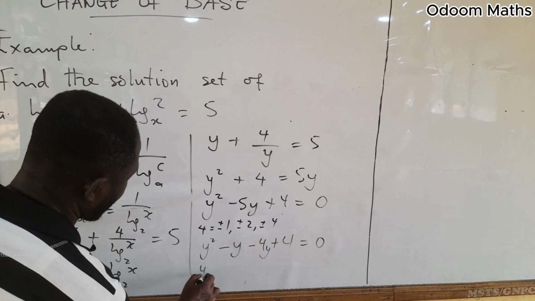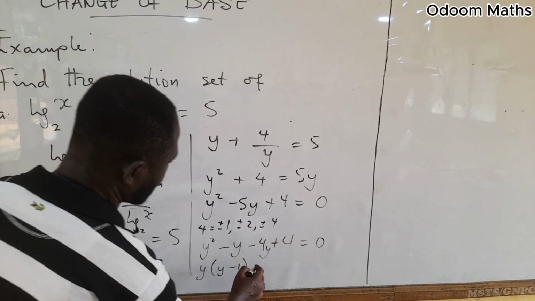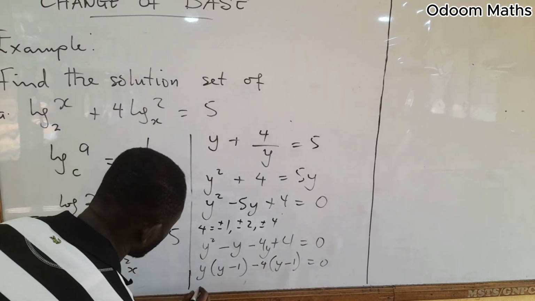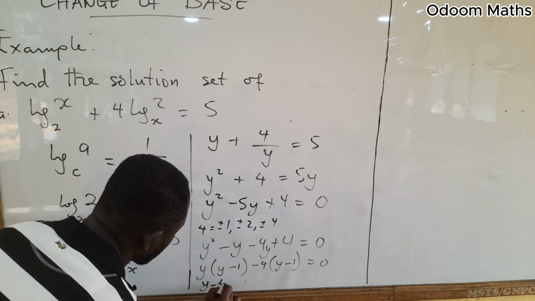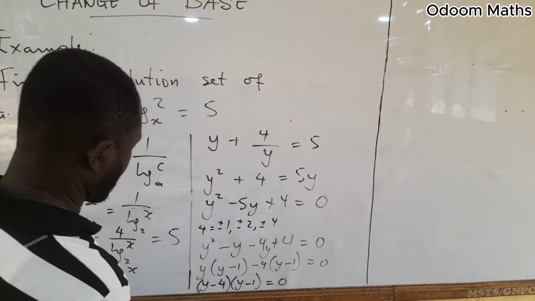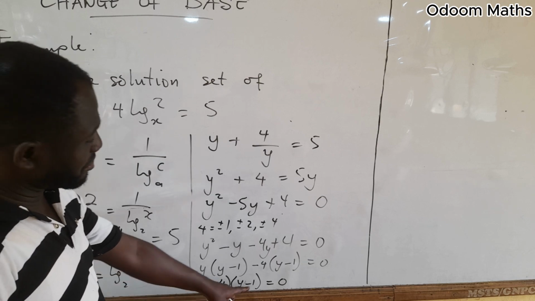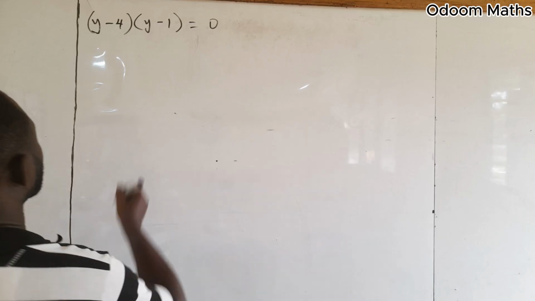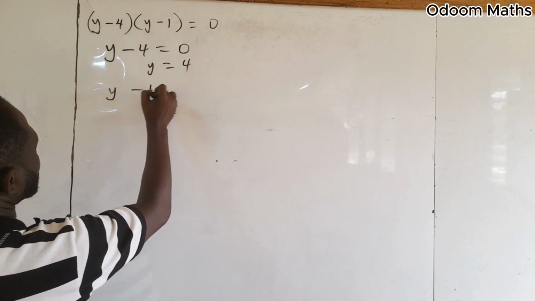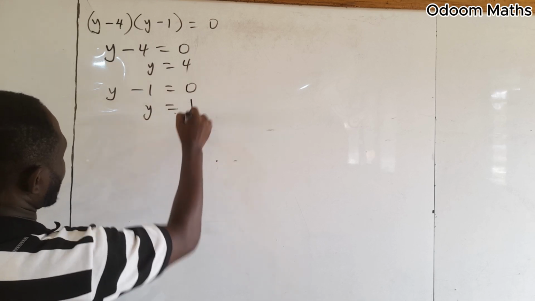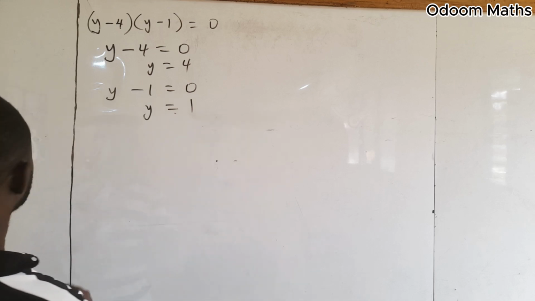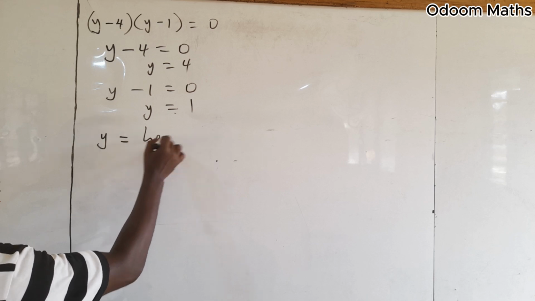Okay. So y out, y minus 1 on this side. Then minus 4 out, y minus 1 equals 0. So this is going to be y minus 4 and then y minus 1 equals 0. Okay, so y minus 4 equals 0, y is equal to 4. Then y minus 1 equals 0, y is equal to 1. But we are not done because we said y should be equal to log x base 2.